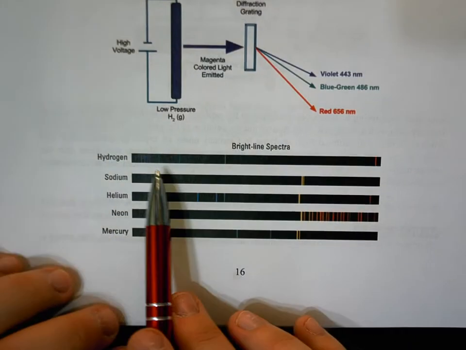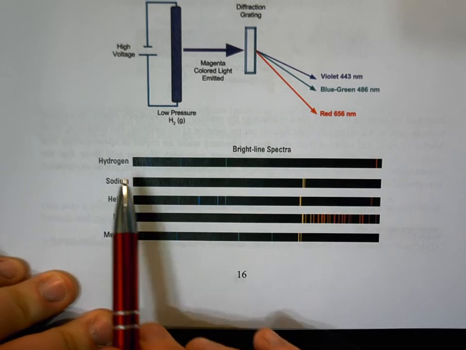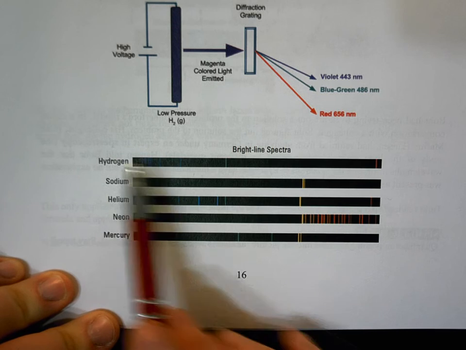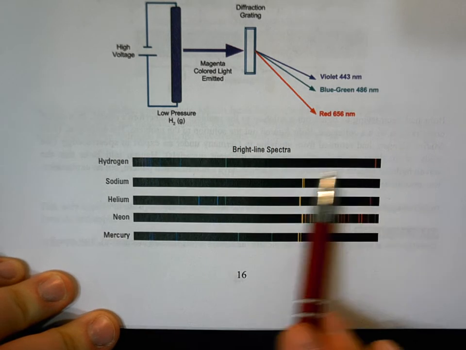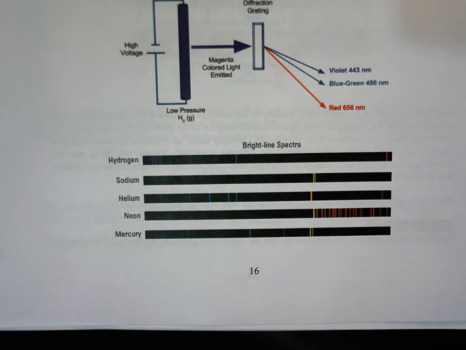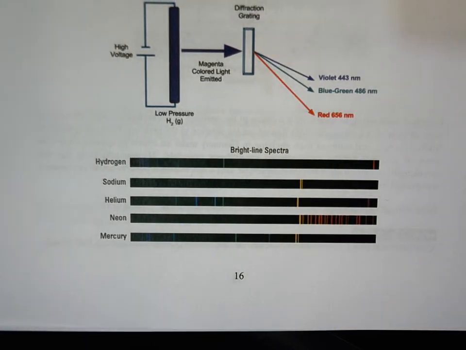Here you can see that different elements have different emission line spectra. If we heat up hydrogen gas and pass it through a diffraction grating, this is what we're going to see. We'll see this for sodium, and if we do the same thing for helium, neon, mercury, each individual element has its own unique emission line spectrum. We can think of it as the atomic fingerprint of the element. So if you have an exact match, you know what element you have.